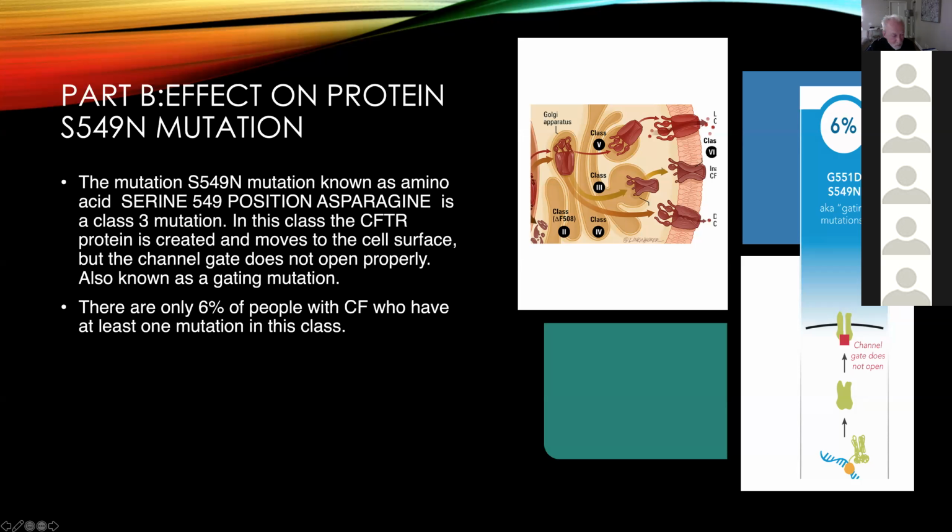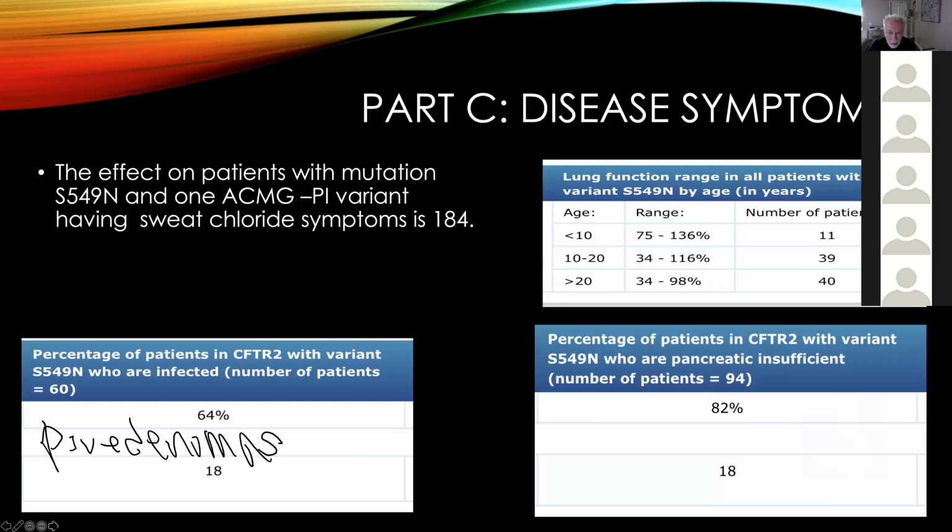Next, Professor. Disease symptoms. The number of patients with the S549N variant who have sweat chloride symptoms is 184 people. Number of patients who have pseudomonas is 60 people with this variant. Lung function with this variant by age 10 to 20 is 116% to 34, and that's 39 patients. Percentage of patients with CFTR2 variant S549N who are pancreatic insufficient is a total of 94 patients, which is 82% of all CFTR2 patients with variant S549N.